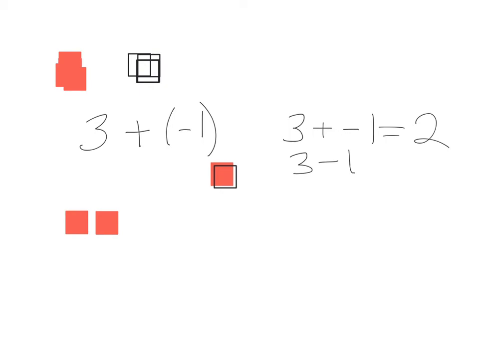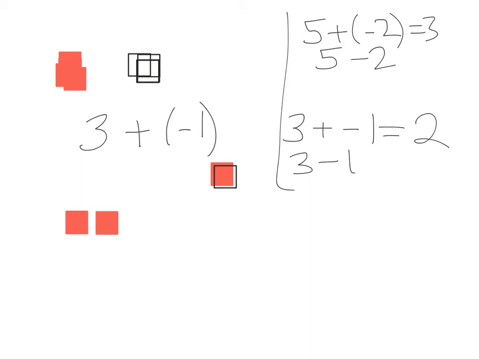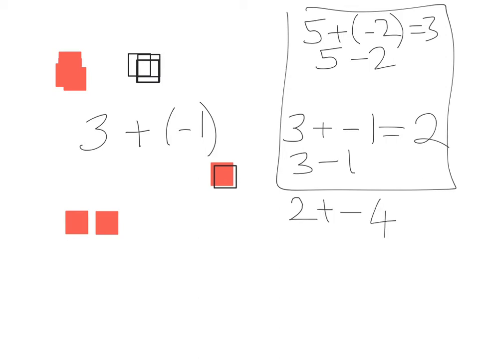Okay, so I'm noticing a bit of a pattern here. I knew that 5 plus negative 2 made 3. That was the same as 5 minus 2. And now I've got that these two are the same. Okay, let's try one more of those. Let's try 2 plus negative 4, which could be in brackets or not.